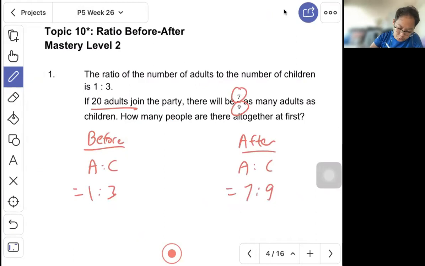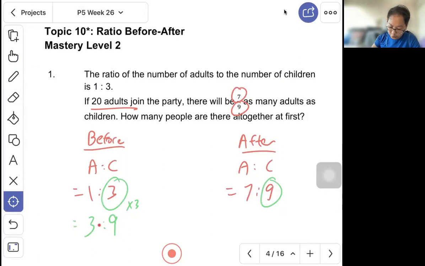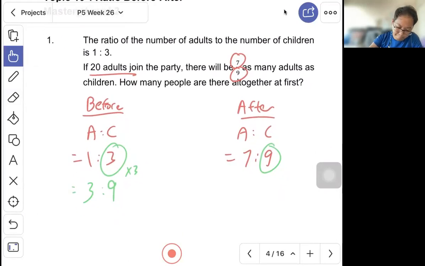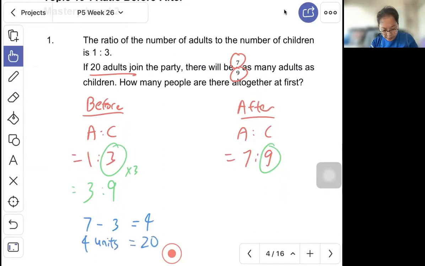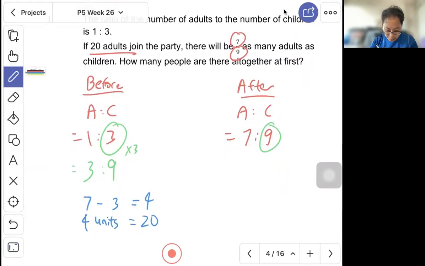So 20 adults join, that means the children should be the same. So 3 and 9, I make it the same by times 3. So now I get 3 to 9. Then I compare. So from 3 to 7, 20 adults join, that means there's an increase of 4 units. So 4 units is your 20 adults. Then 1 unit is 5. Your 20 divided by 4 is 5.